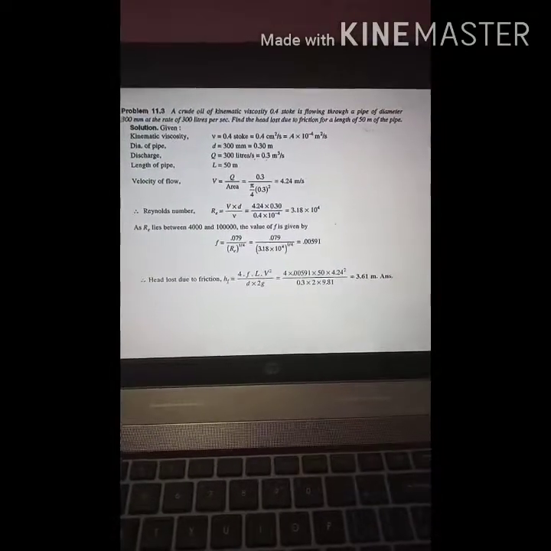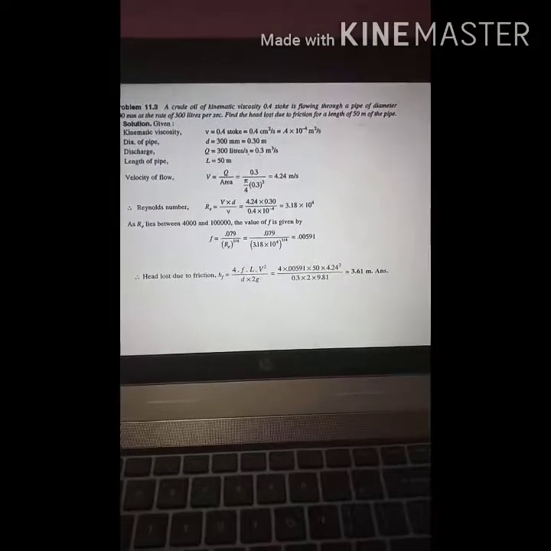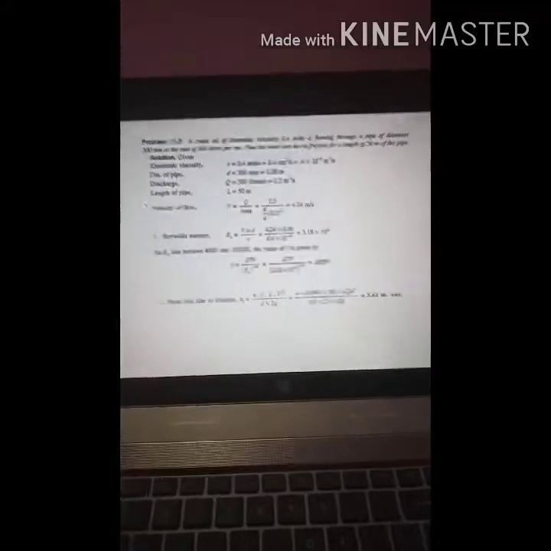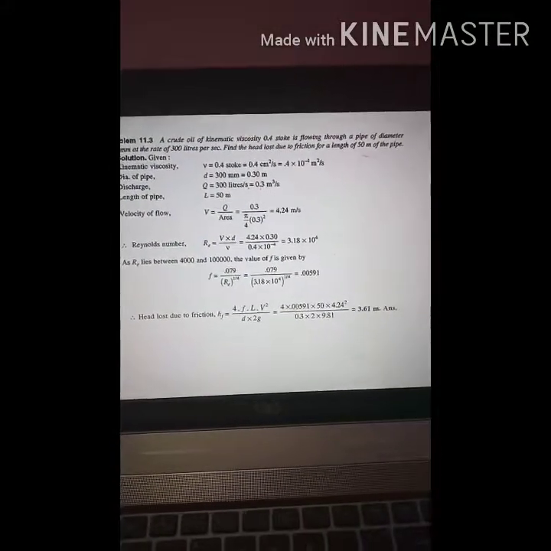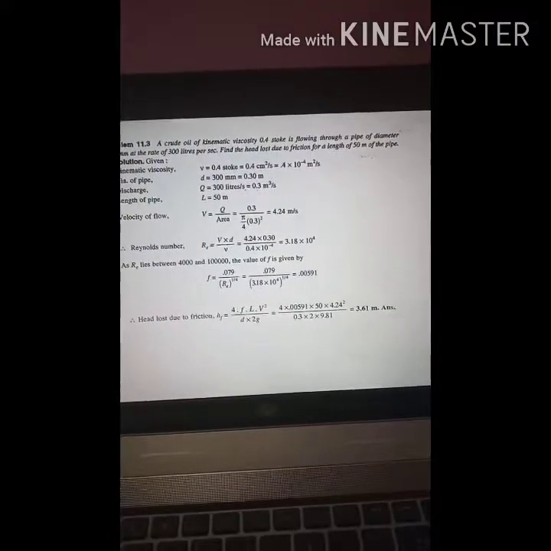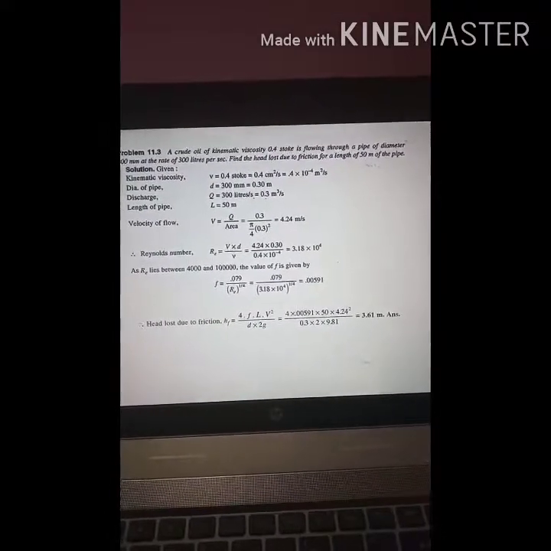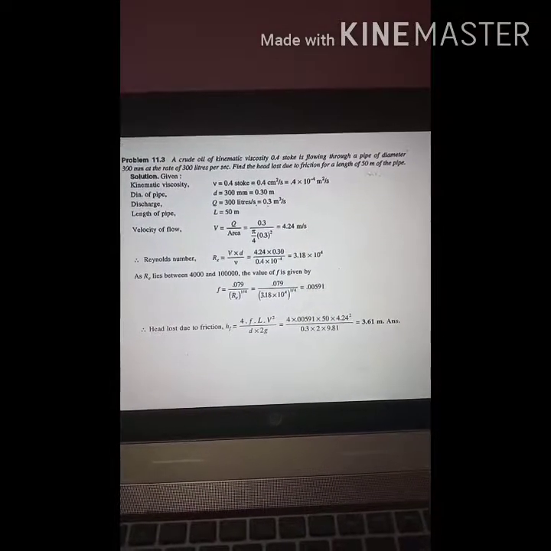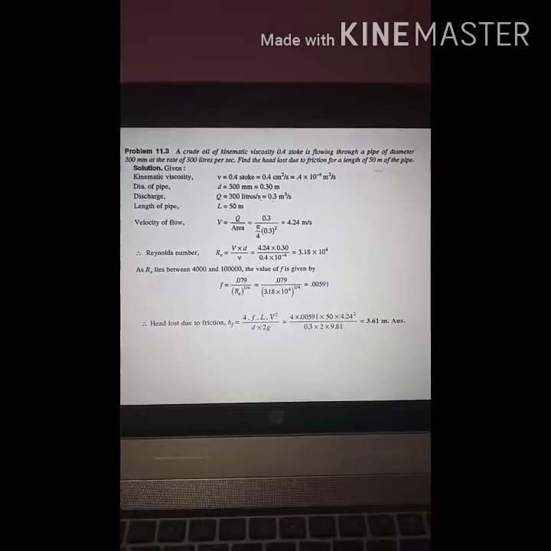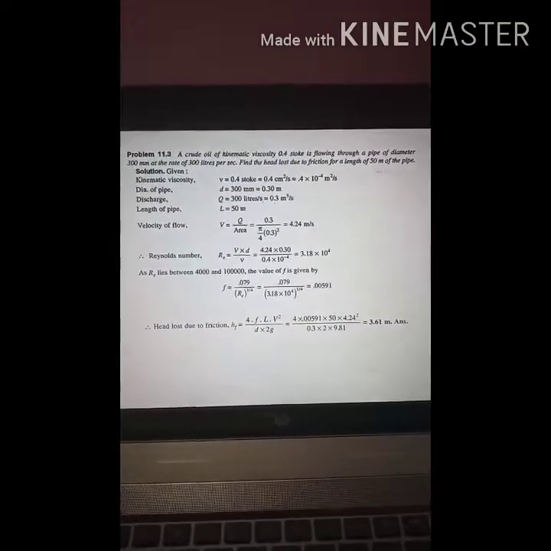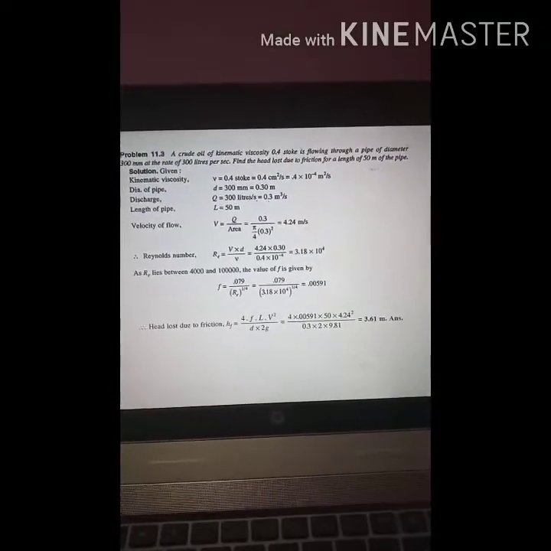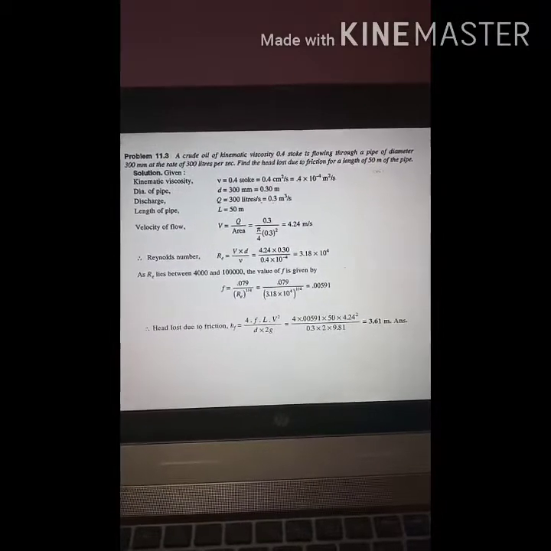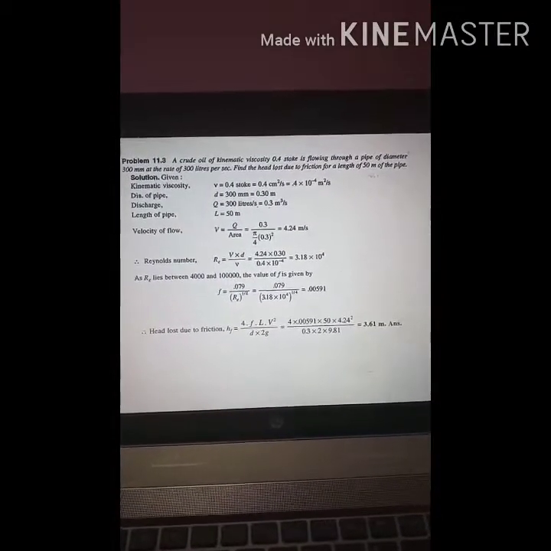Reynolds number, you know, it is rho Vd by mu. But here mu by rho, we know, is nu. So you can also write the formula as Vd by nu. And it is coming as 4.24 into 0.3 upon 0.4 into 10 raised to minus 4, which is 3.18 into 10 raised to 4. That is greater than 4000. So the Reynolds number is greater than 4000, hence the flow is turbulent. And we know the formula for finding the coefficient of friction for a turbulent flow as f is equal to 0.079 upon Re raised to 1 by 4.